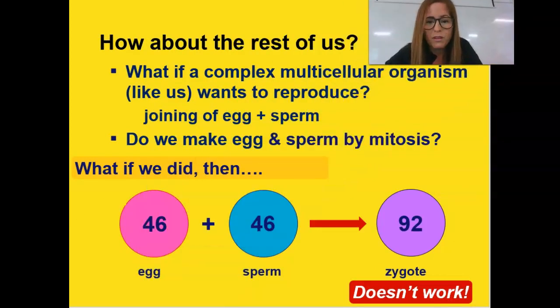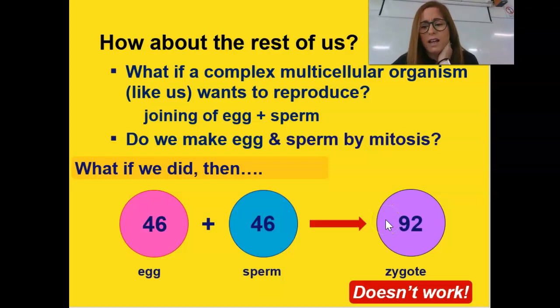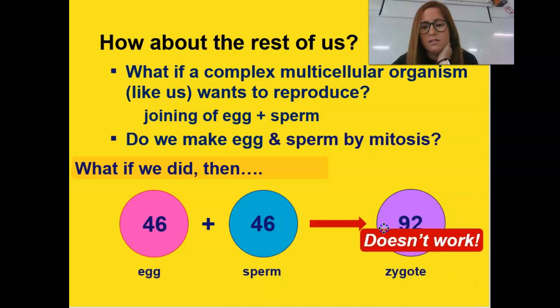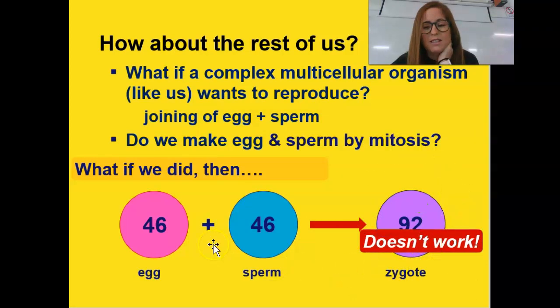If we started off with 46 chromosomes in every cell, and we had an egg that had 46 and a sperm that had 46, then we'd end up with a zygote, or a fertilized egg, that ended up with 92 chromosomes. That obviously doesn't work. So we have to go through a different process in order to halve the number of chromosomes, so that when the egg and sperm meet, we end up with a full set of chromosomes, half from the mom and half from the dad.